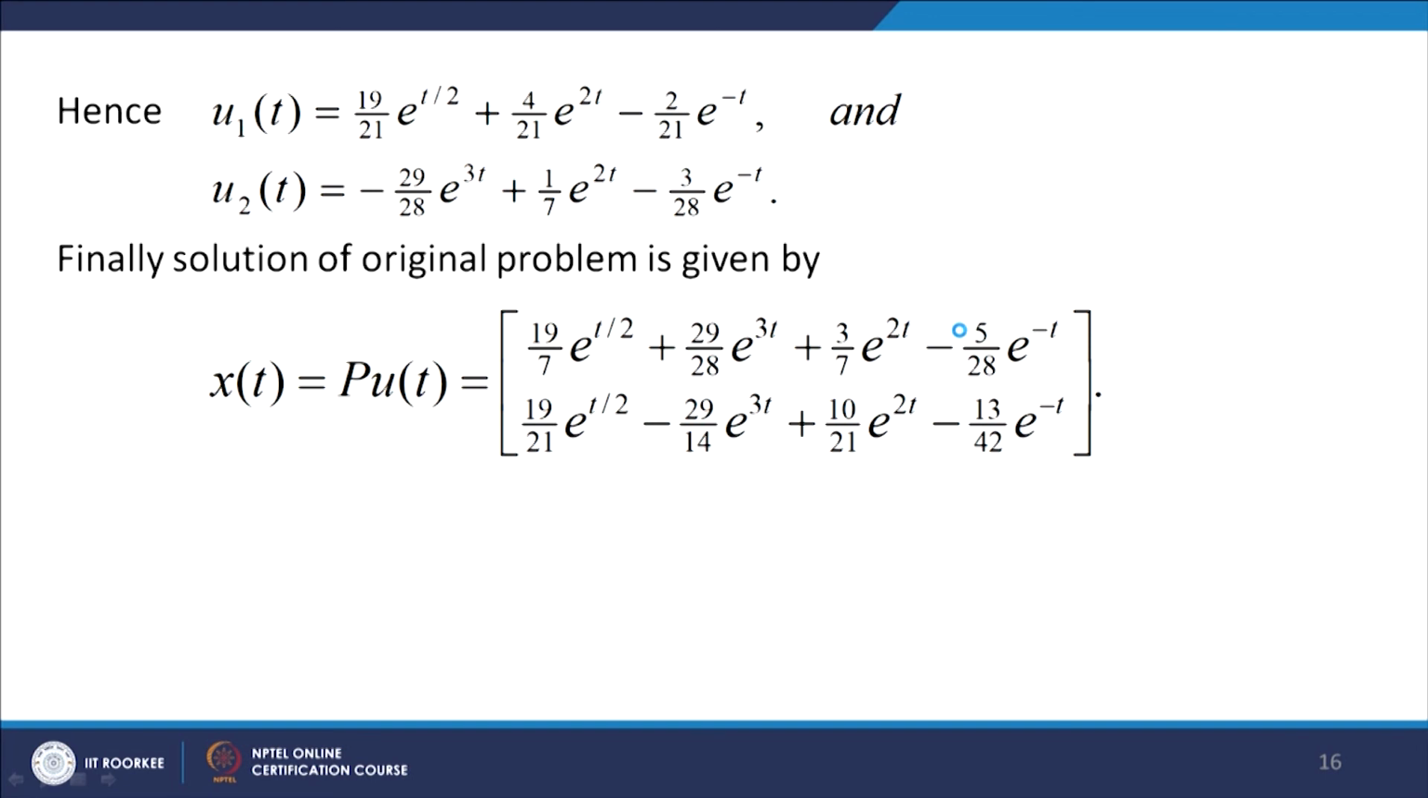Now we know the vector u(t), so x(t) will be P into u(t). Multiply this vector u(t), whose components are u1(t) and u2(t), by the matrix P, and we will get the solution of example 1. So this is another method which we use in case the matrix A is diagonalizable.